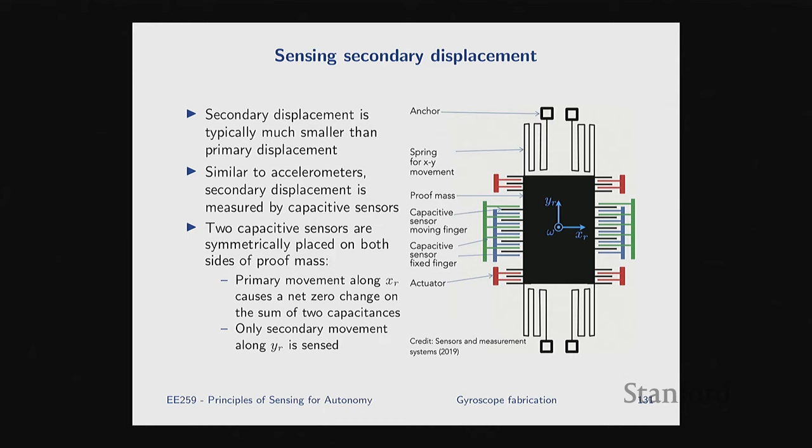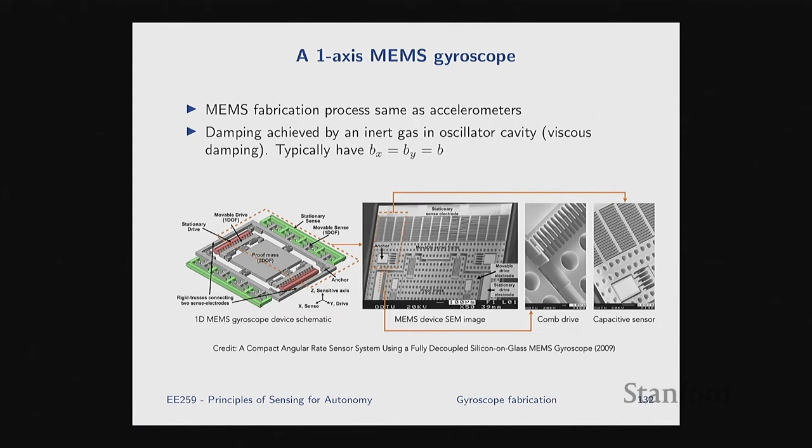So you're insensitive to the movement that you're generating in X. But if it goes up-down, then the capacitances on both sides are going to change in the same way, either go up or down, and that's why you're sensitive to Y movement, but insensitive to X movement when it comes to picking things up. And then damping, exactly like accelerometers, is achieved in these MEMS devices by some inert gas in a sealed chamber and viscous damping. Here's one picture of a one-axis MEMS gyroscope.